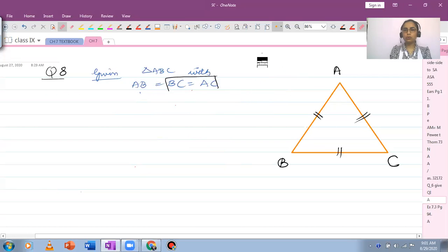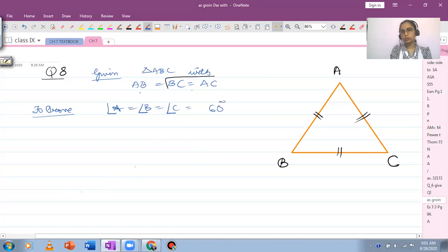If you want, you can draw those figures separately, which I usually don't. You can if you want. So this is what's given to me. I'm just going to write down the to prove part: angle A equals angle B equals angle C equals 60 degrees each.